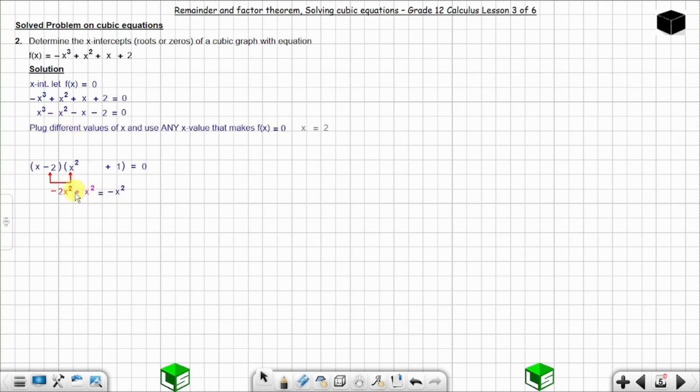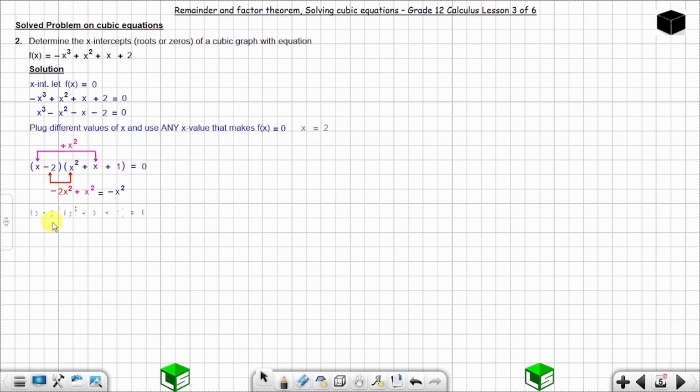So you need to get this term from the middle term. You have x times what will give you plus x squared? You have to multiply this x by another term in such a way that you have plus x squared. So x times plus x, you're going to get plus x squared. So this is what you have.